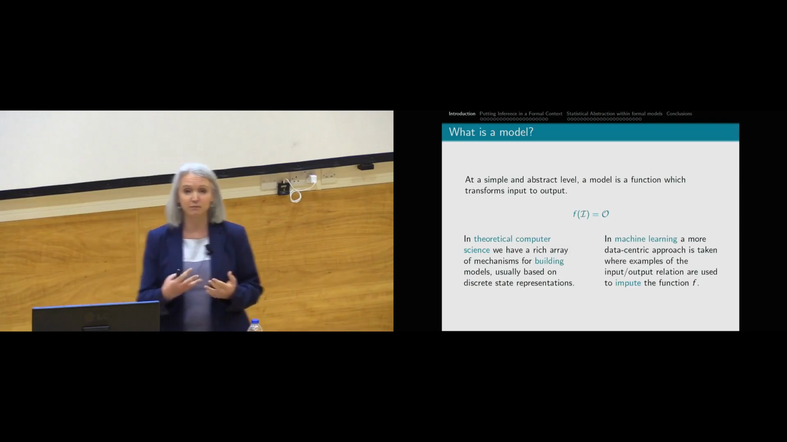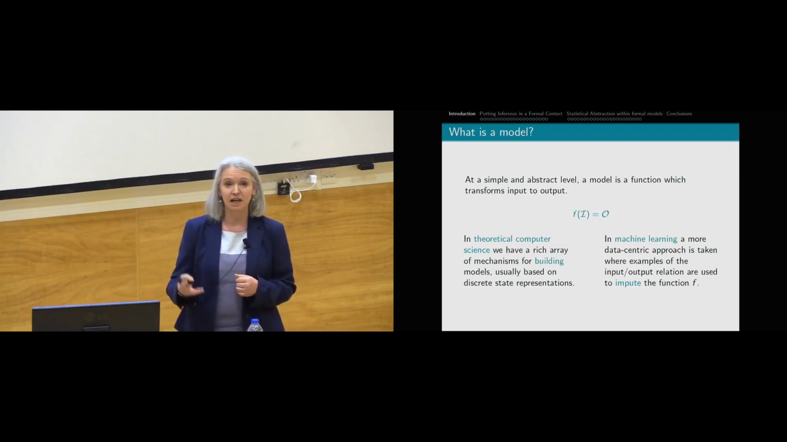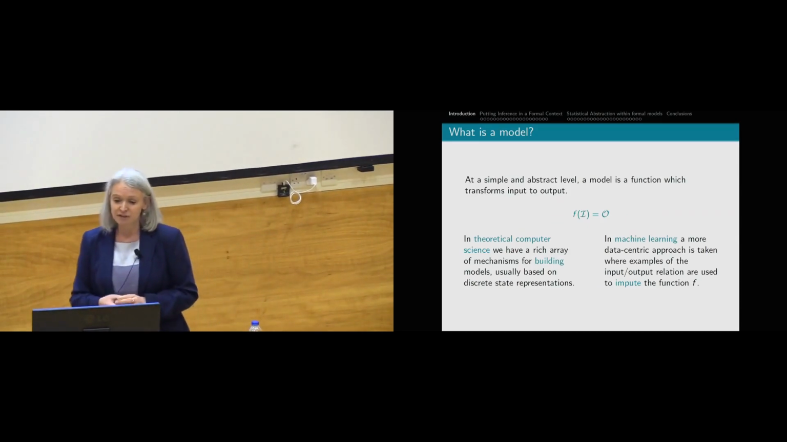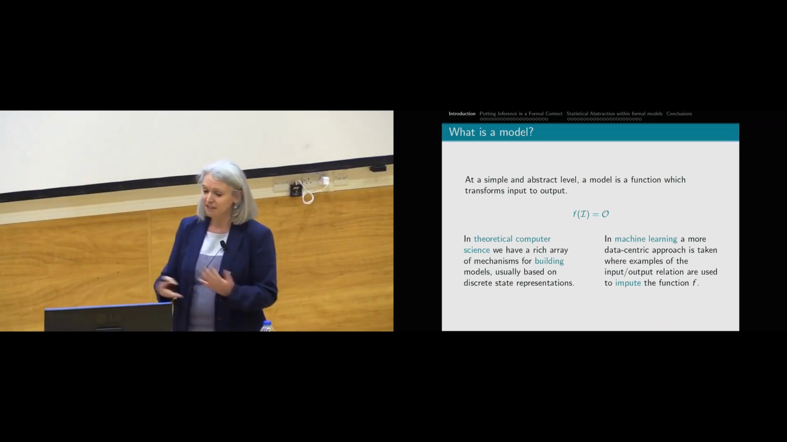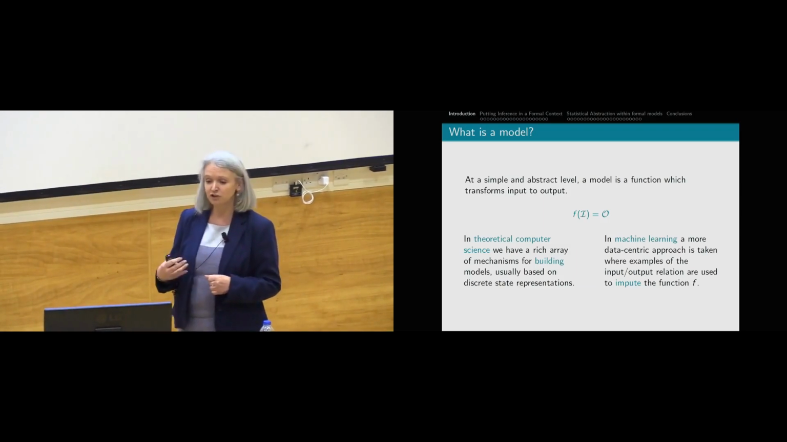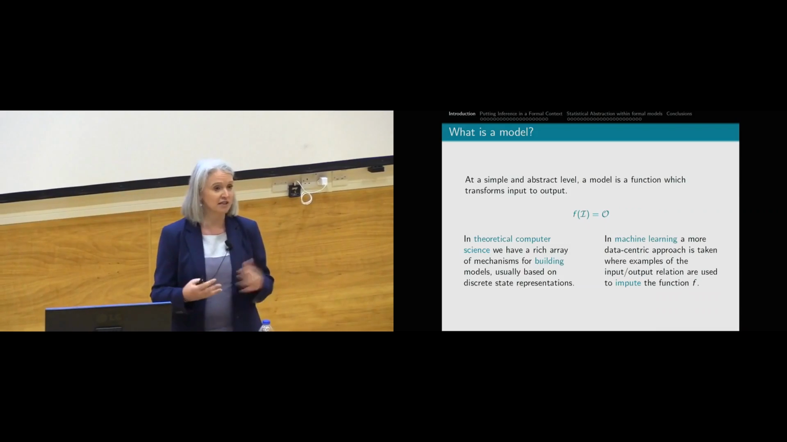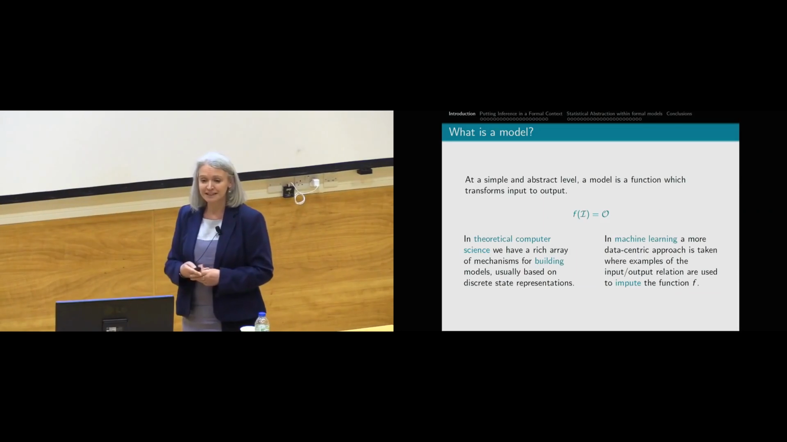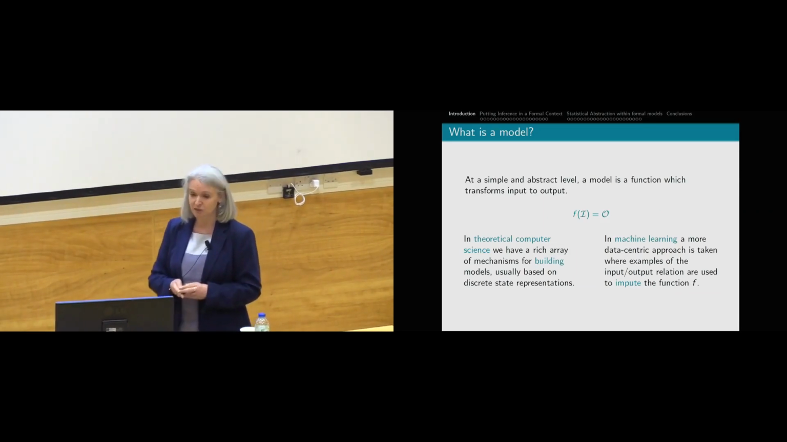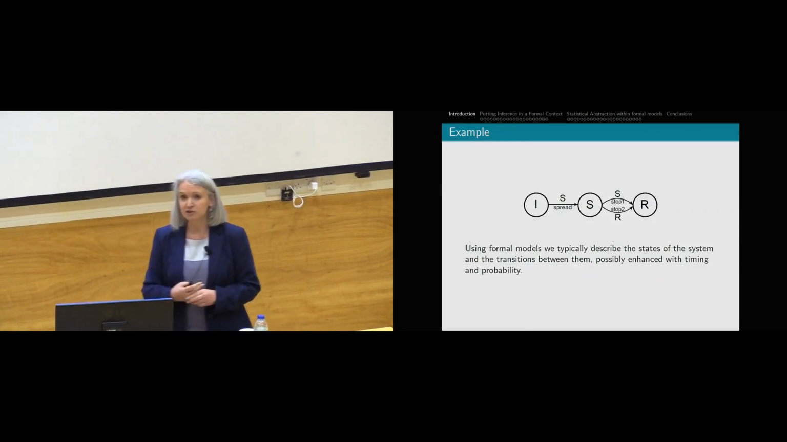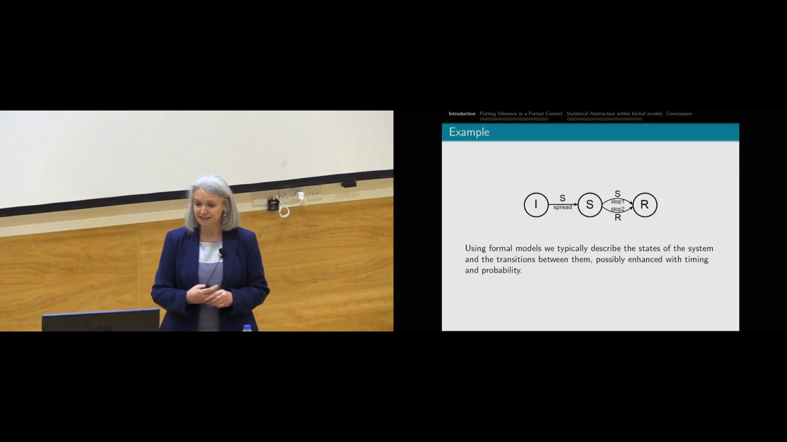And our inputs there might be the parameters that we use within that model, and the output is the observations that we see. Whereas in machine learning, it's a much more data-centric approach, where typically we might take lots of examples of inputs and outputs, so the input-output relation, and then we'll try and impute the function that tells us how inputs turn into outputs. And these are often seen as really opposing ways of doing things. So what do I mean by model? Here's a very simple example that I'll use in the first half of the talk as a running example.